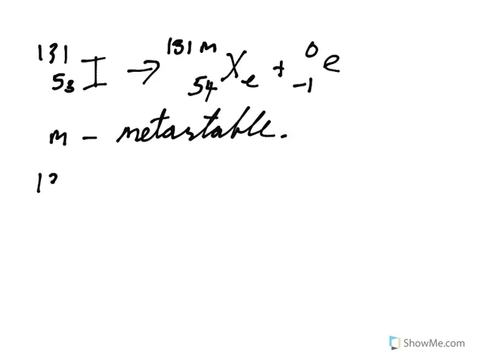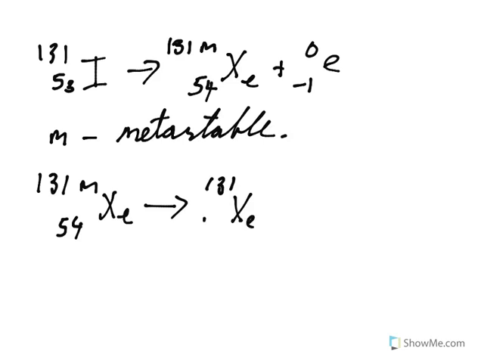So then what happens is that your metastable xenon becomes stable xenon with the emission of your gamma. All right, so that little M means there's extra energy still in the nucleus. There's others that do it: cobalt 60, it says in your notes, and technetium 99, also in metastable states. All right, let's look at a couple of examples.